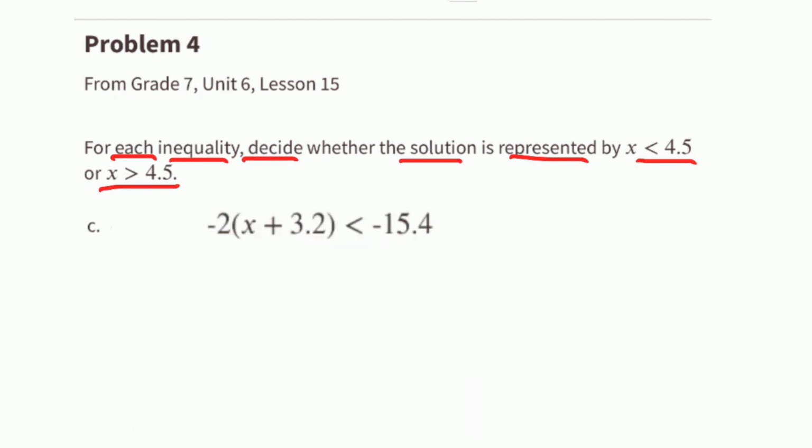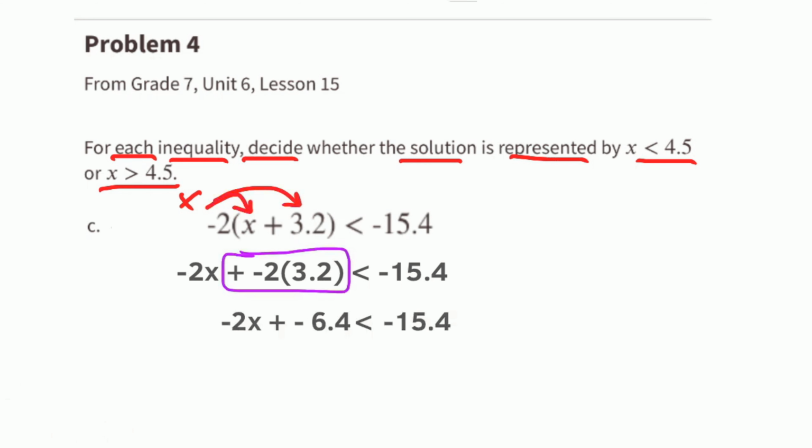C. Just like A, we need to use the distributive property. Negative 2 times everything inside the parentheses. On the right-hand side of the inequality, we still have negative 15.4. And on the left side of the inequality, we have negative 2 times 3.2, and we have negative 2 times x. Plus a negative 2 times 3.2 is plus a negative 6.4.